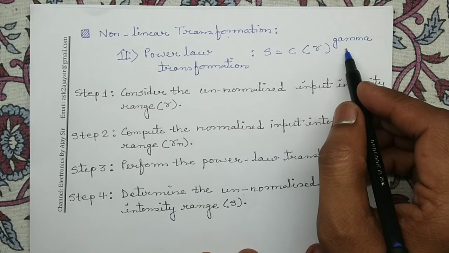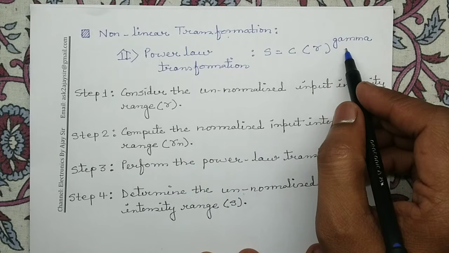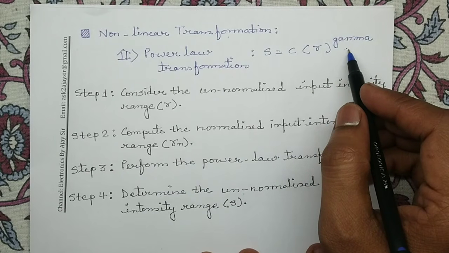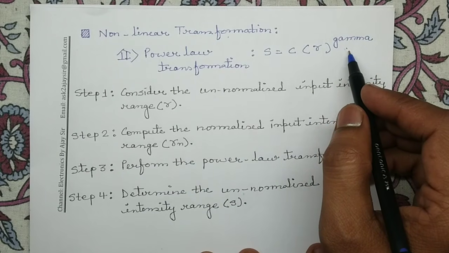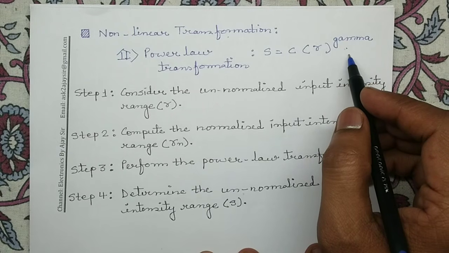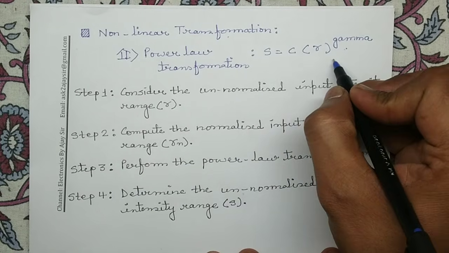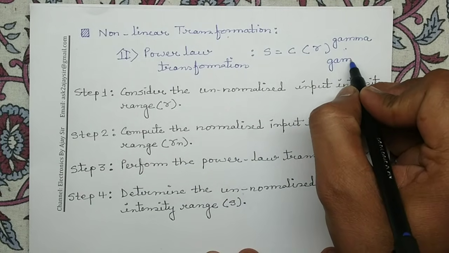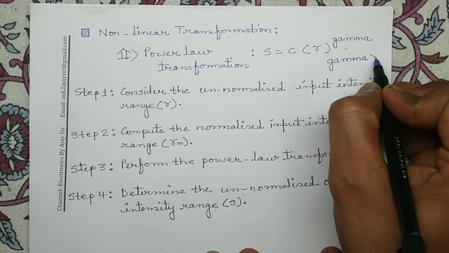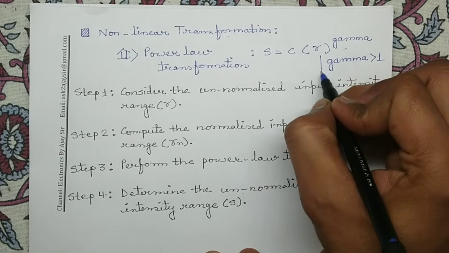Now, depending upon the value of gamma, the power law transformation can be further subdivided into three broad categories. Case 1 when gamma is greater than 1, case 2 when gamma is less than 1, and case 3 when gamma equals 1. So in this discussion, we will discuss case 1, that is when gamma is greater than 1.